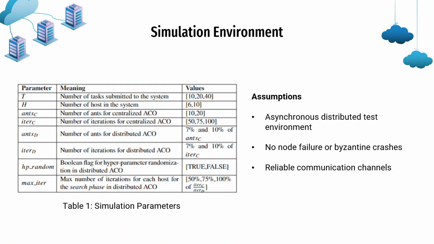The simulation environment is an asynchronous distributed test environment. There are several parameters like the number of tasks and number of hosts, but the most important one is HP_random. It is a Boolean flag to randomize hyperparameters alpha and beta for ant colony optimization. The alpha and beta values are set to 1 each if the Boolean flag is set to false. If it is set to true, then we choose them from a random distribution with certain max and min values.